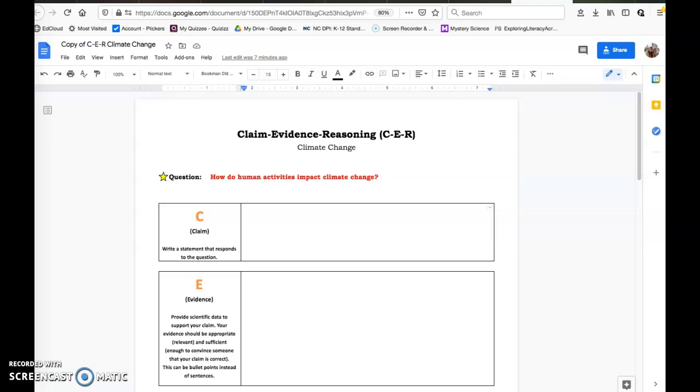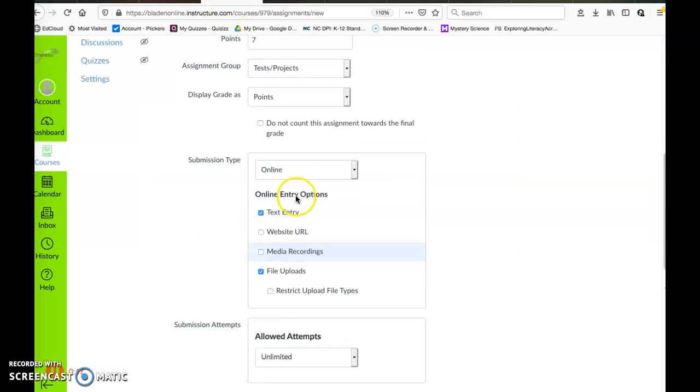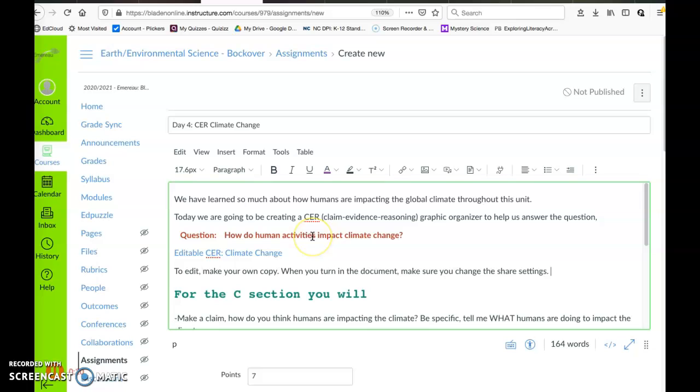We are going to be doing a claim evidence reasoning chart, CER for short, all about climate change. With that subject in mind, we have learned a lot in this past unit about climate change. Let's see what I wrote up. We learned so much about how humans are impacting the global climate.